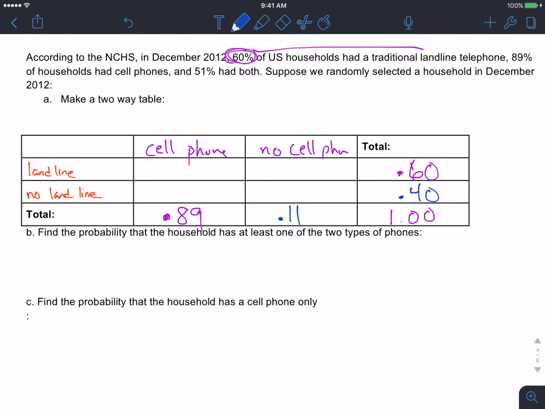And then the last clue: they said 51% had both a landline and a cell phone. So that is this intersection point, and I could put a 0.51 there. And then I will compute the rest of the table. 0.51 plus 0.09 is 0.6. So this is what my two-way table looks like.